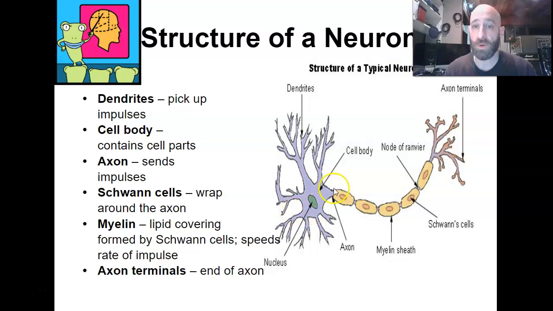So again, up to this point, we have our cell body, which is right here, which is where the nucleus is, and that is the main, I guess you could say, part of the cell. And then attached to that, we have two extensions.